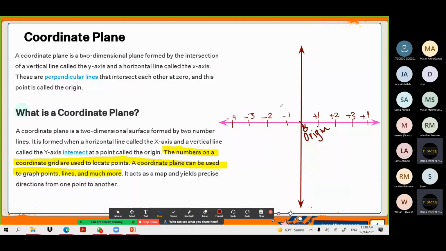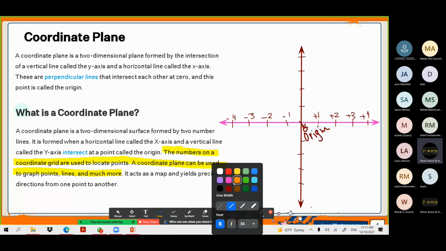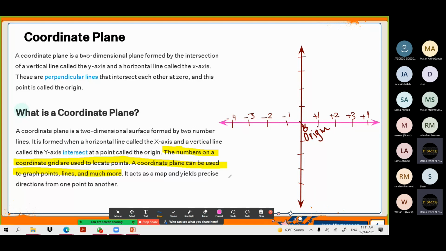And then we remember the vertical. The vertical, that means going up, I have positive numbers, and down we have negative numbers. Here is +1, +2, +3, and +4. Here is -1, -2, -3, and -4.